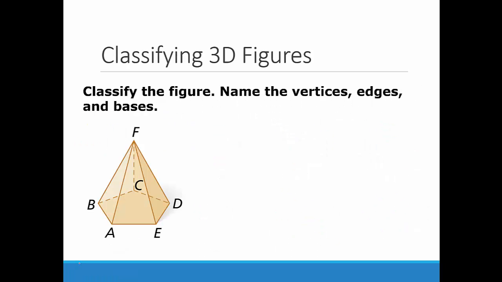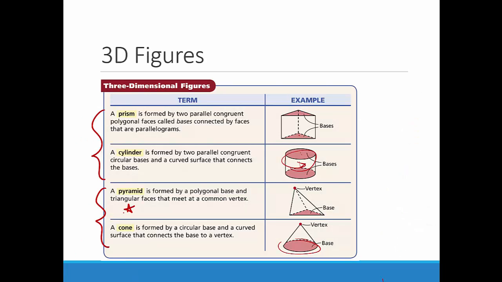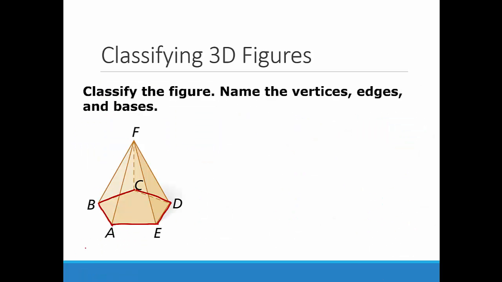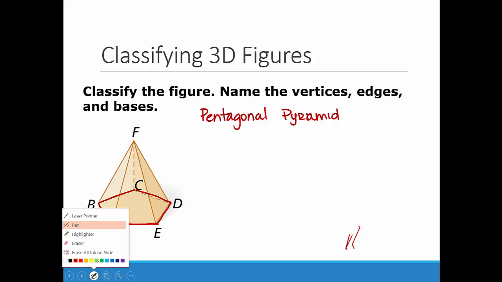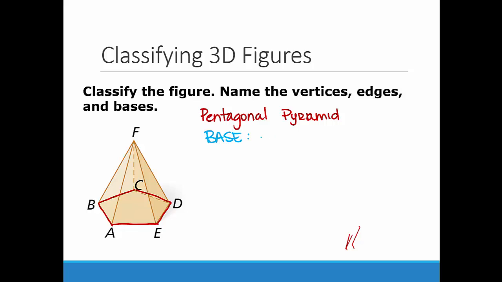So classify the figure, name the vertices, edges, and bases. So the first thing I notice is that on the bottom there is a 5-sided figure, so it's a pentagon. And since it comes to a point, it's going to be a pyramid, comes to a vertex. So this is a pentagonal pyramid. And then we need to name vertices, edges, and bases. So let's name the base, that's the easiest part. So the base is pentagon A, B, C, D, E, all the way around.